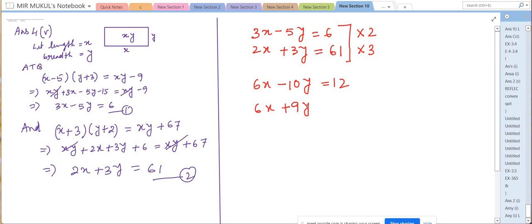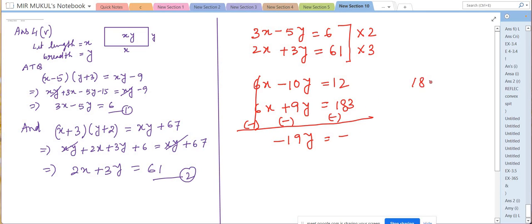Plus 9y equals 183, since 3 times 61 is 183 and 9 times 2 is 18. Now subtract both equations. Here minus, here minus, here minus, so the x terms will cancel. So minus 19y equals 12 minus 183, which is minus 171. Cut minus from both sides. Then y equals 171 divided by 19. So it will come in the table of 19.